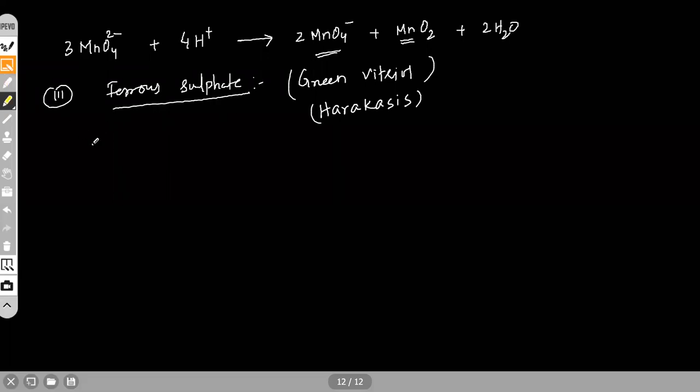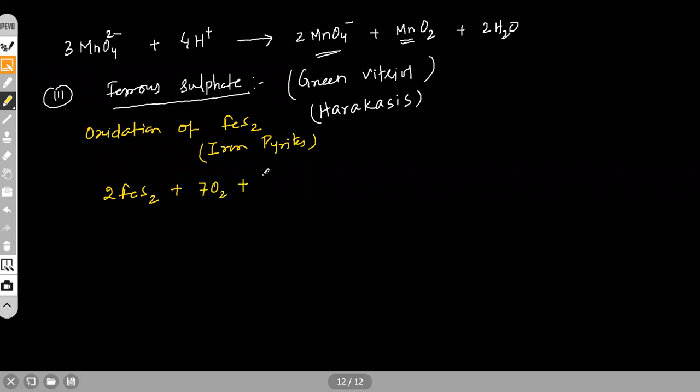It is formed by the oxidation of iron pyrite. What is the formula of iron pyrite? FeS2. The reaction is 2FeS2 plus O2 plus H2O gives 2FeSO4 plus 2H2SO4. This is the reaction, right? The anhydrous form of ferrous sulfate, FeSO4, is colorless.